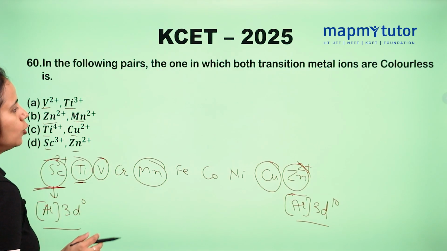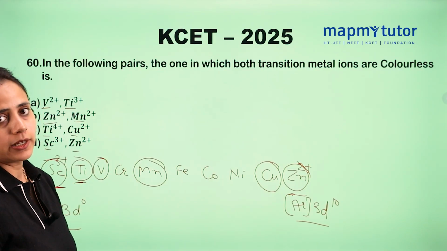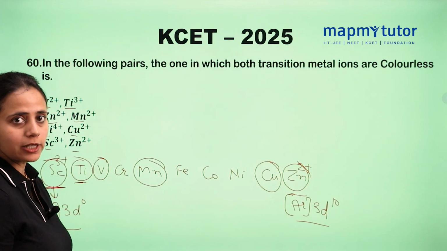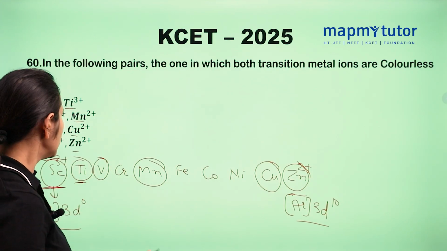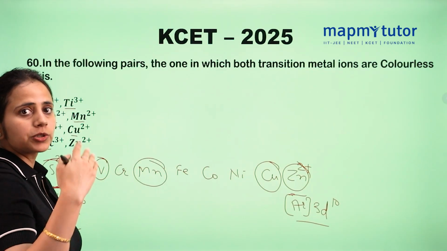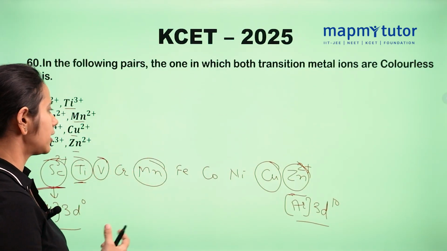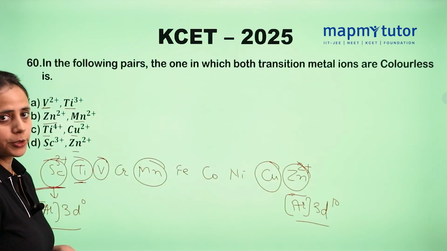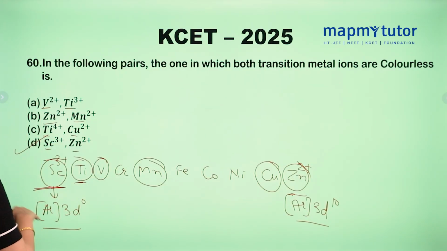Only these two transition metals will be colorless. Apart from them, all must have some electrons in the outermost shell, so they will be colored ions. They can transfer the electrons from the ground state to the higher excited states, and these metal ions will be colored. Only this, scandium and zinc, is the right option. So D is the right answer.